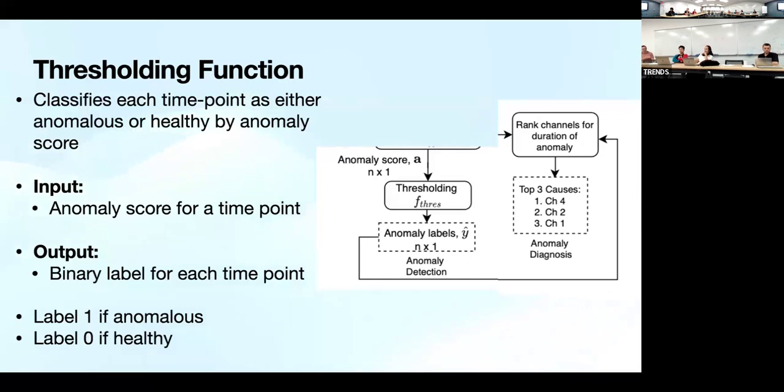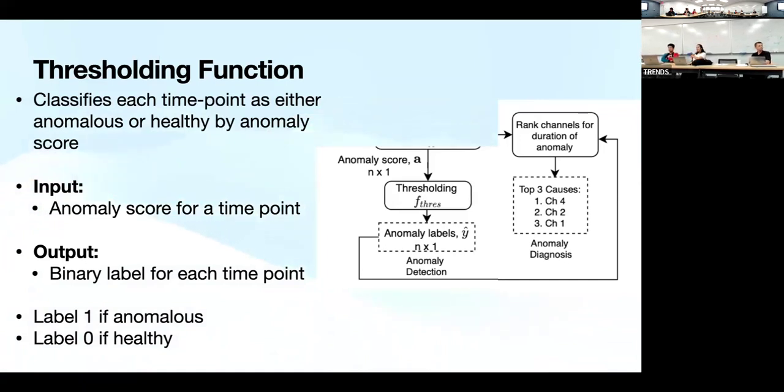And they didn't really explain in detail what this part means, but they're ranking channels for duration of anomaly. Then they rank the top 3 causes, and they use this part as anomaly diagnosis. So I think what they mean by anomaly diagnosis is trying to determine which channels are anomalous, and then using these channels as causes. I guess from a neuroscience standpoint, you can think about which brain regions are anomalous. That seems a little bit general to me, though.